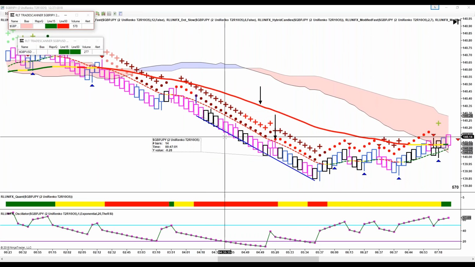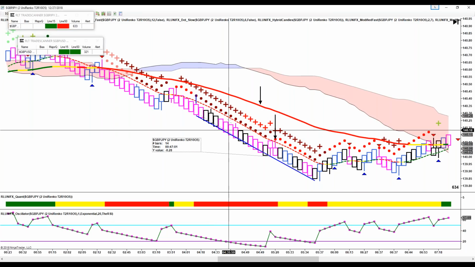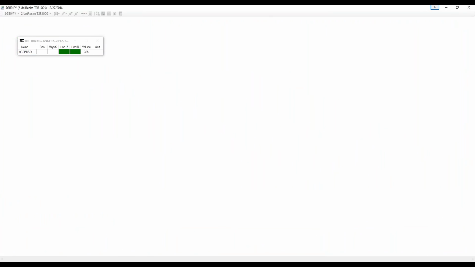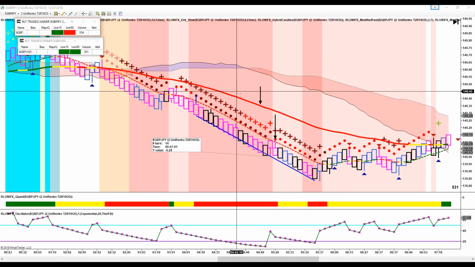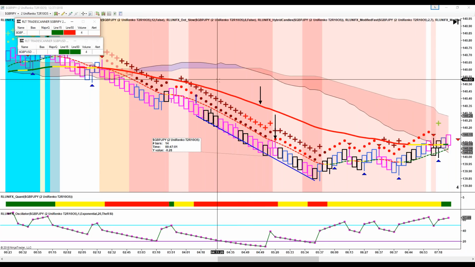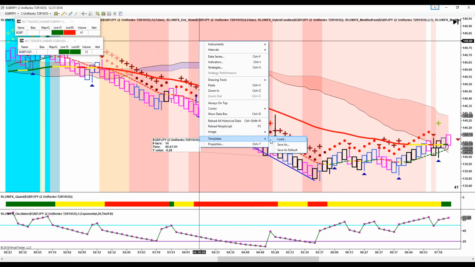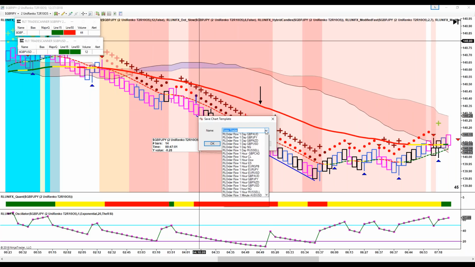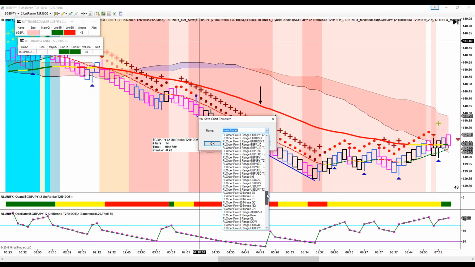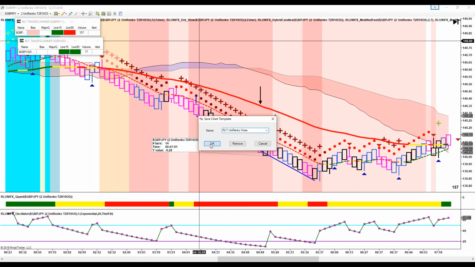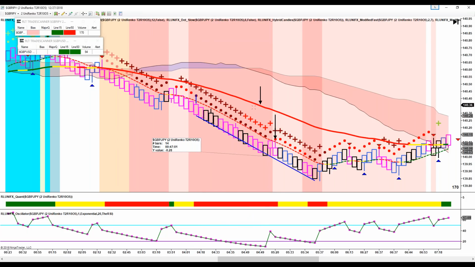Now I've got to reload the chart, hit F5 in order to get back the background bias, because like I said, Ninja's going to play tricks on us. And let's save the template. Save as our uni Forex. Okay.